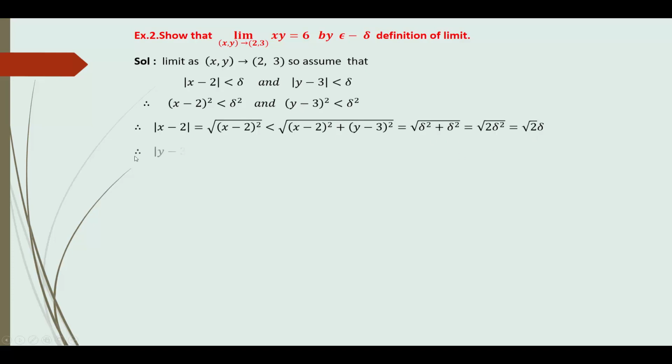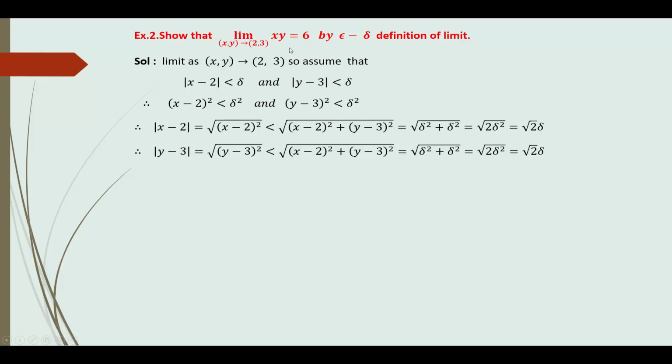Similarly, find the value of y minus 3. Mod of y minus 3 is equal to square root of (y minus 3) square, which is less than square root of (x minus 2) square plus (y minus 3) square. (x minus 2) square is less than delta square, (y minus 3) square is less than delta square, equal to root 2 delta. So mod of y minus 3 is less than root 2 delta.